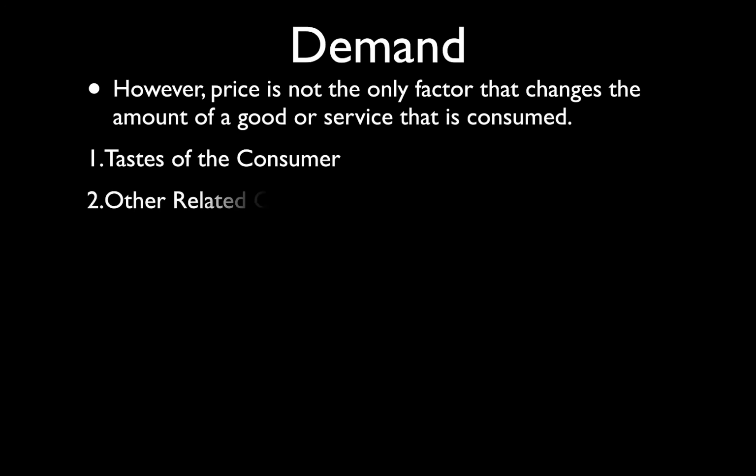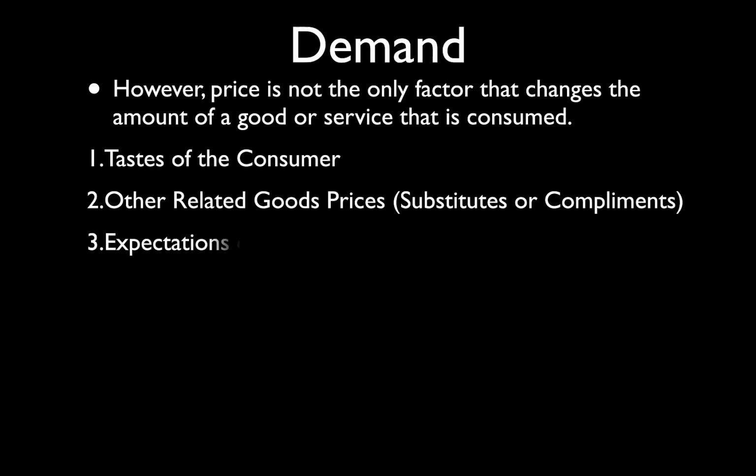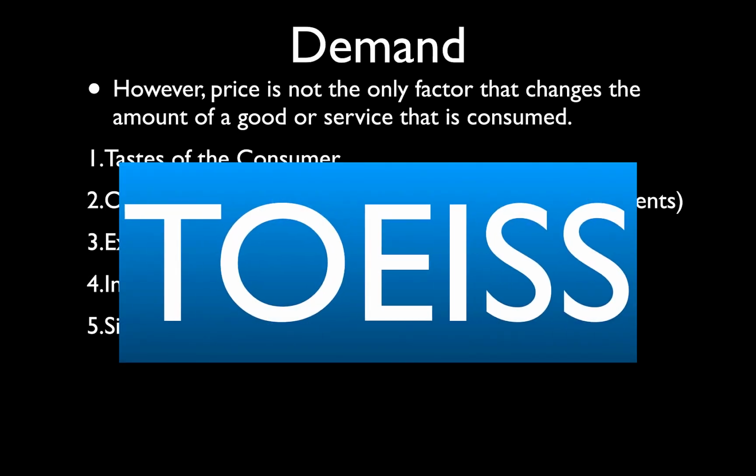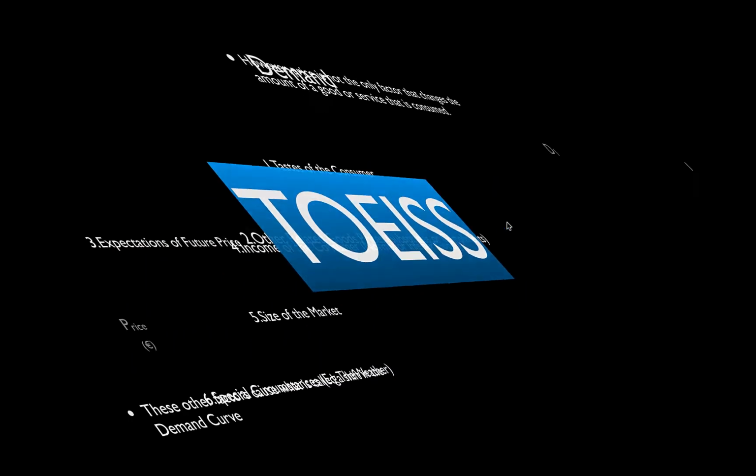Well, changes in taste of the consumer, changes in other related goods prices, changes in expectations of future price, changes in income of the consumer. Remember, that was the last video. It depends on whether the good is normal or inferior. And now the next one, this one that we're doing now, is size of the market. Don't forget, we are consistently working off this idea of TOAS, which is taste and preferences of the consumer, other related goods prices, expectations regarding future price, income of the consumer, and now I believe we are talking about size of the market.